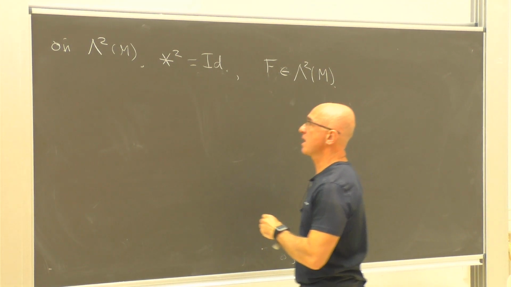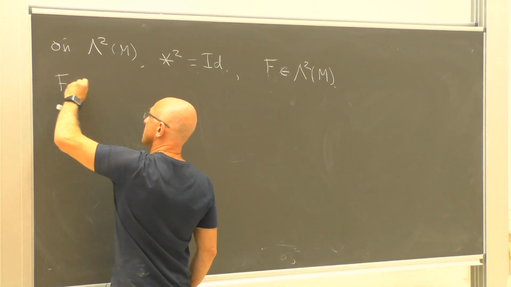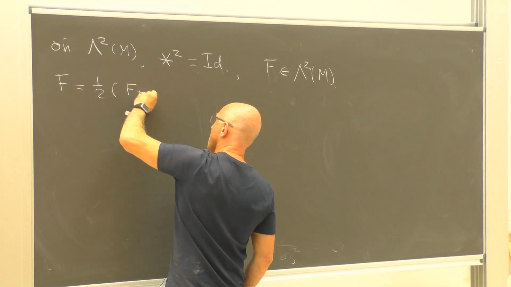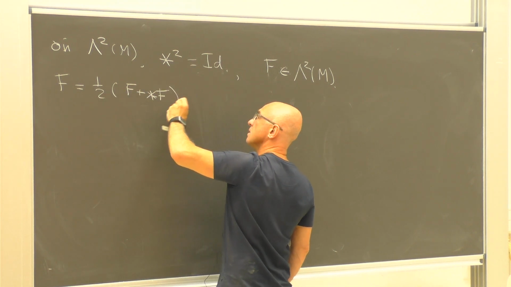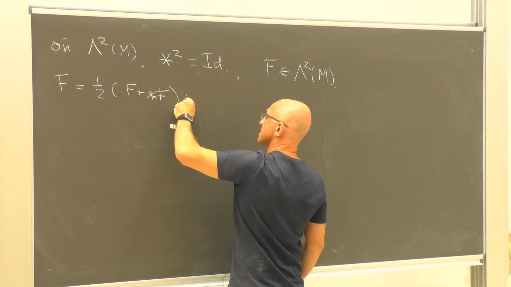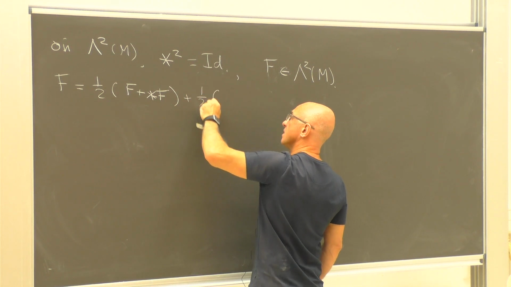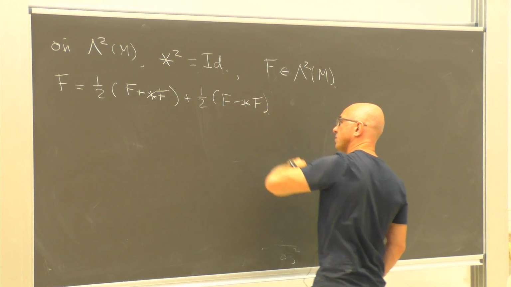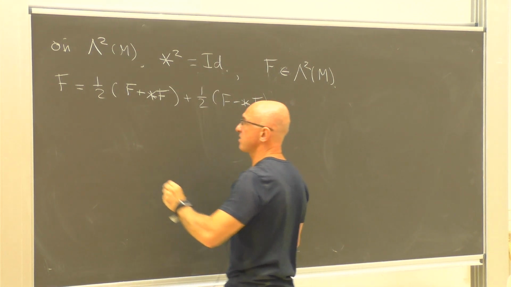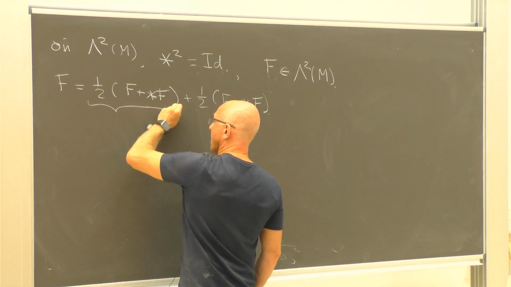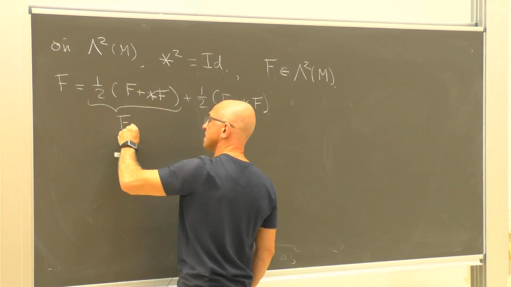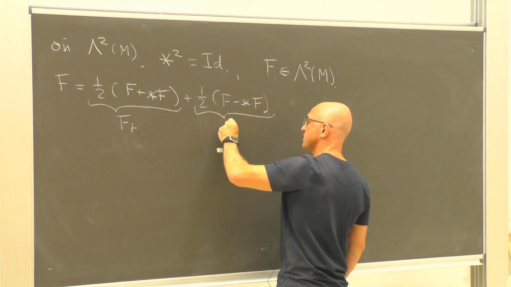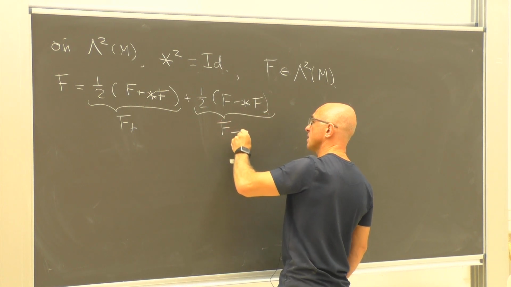We can then write F as a half of F plus star F, plus a half of F minus star F. We could call this F plus, and we could call this F minus. And it's obvious that F can be written like that.